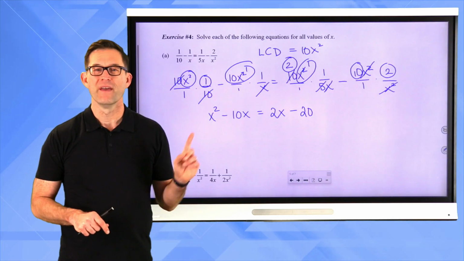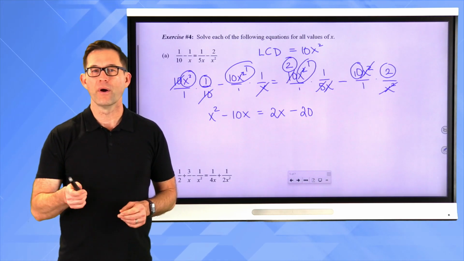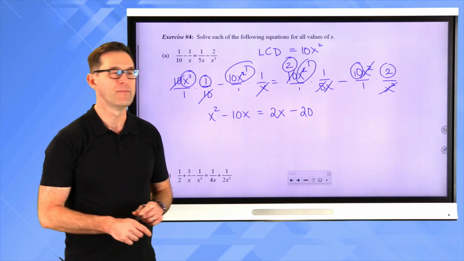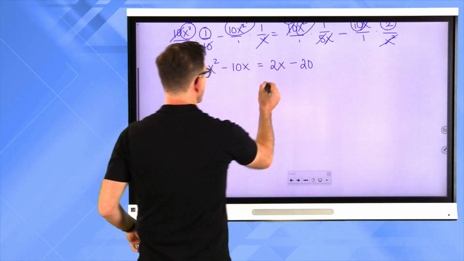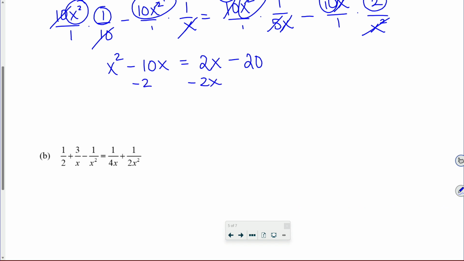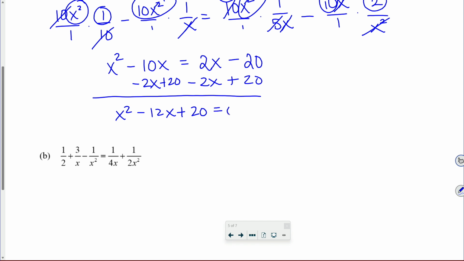All right, remember, if an equation's got an x squared in it, I want you to be biased towards the zero product law. So here we go. I'm going to subtract a 2x, subtract a 2x, add a 20, add a 20. That's going to give me x squared minus 12x plus 20 is equal to 0. I'm now going to factor that, looking for two numbers with a product of 20 and a sum of negative 12. Those are going to be x minus 10 and x minus 2.